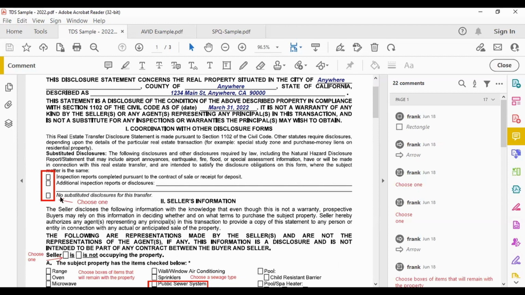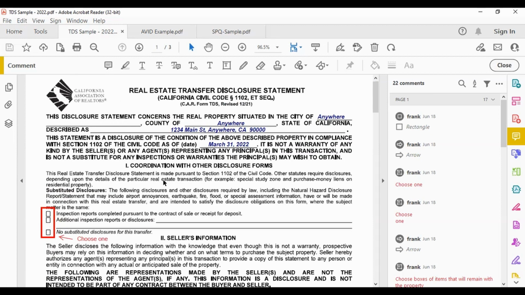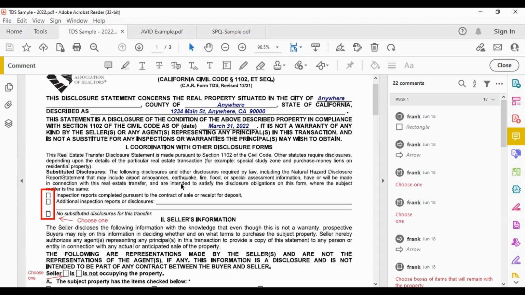Usually the box that is the common sense box is that no substituted disclosures for this transfer, meaning that you're going to basically disclose what you know in these documents right here through your disclosures. You're not giving other reports only. You're getting clear and specific with this document, and actually one other that tails in with it called an SPQ, but we'll go to that one in a minute.